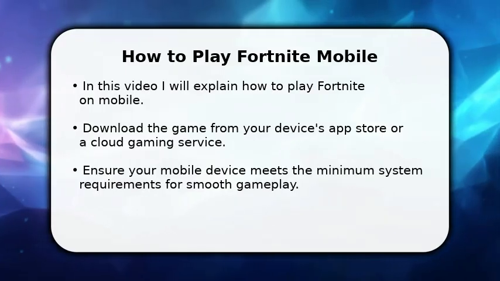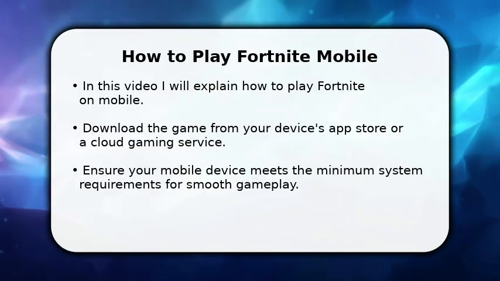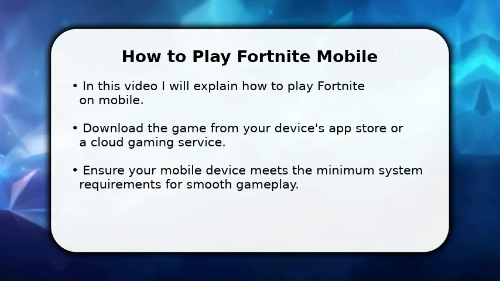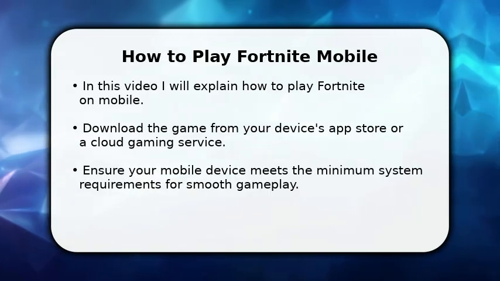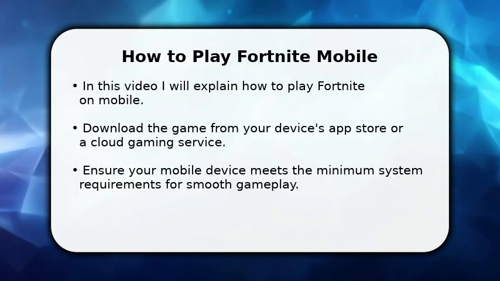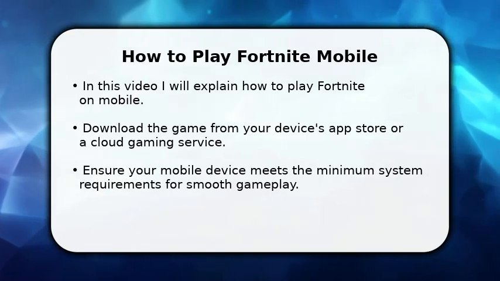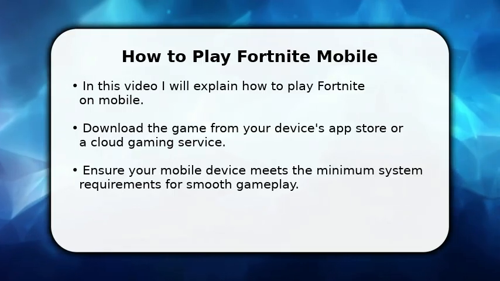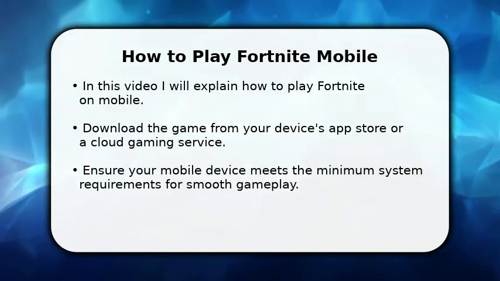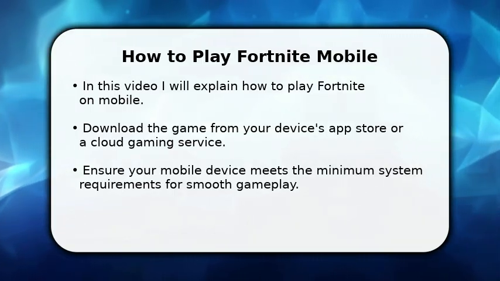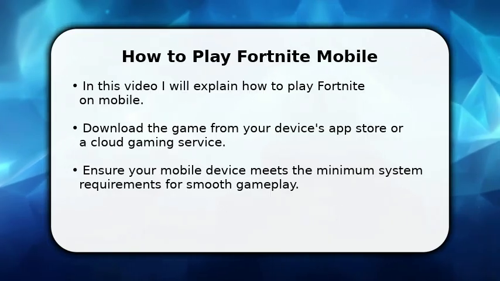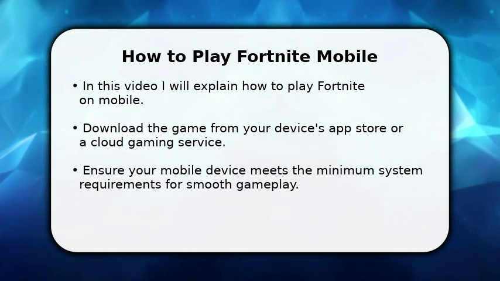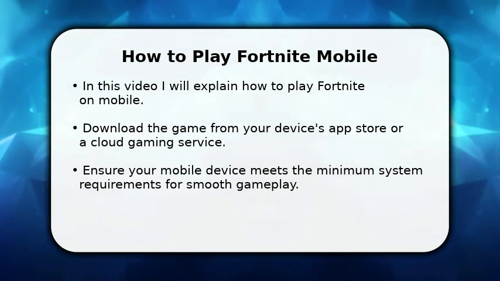Hello, future Fortnite champions. In this video, I will explain how to play Fortnite on mobile. First, you will need to download the game from your device's app store or a cloud gaming service. Make sure your mobile device meets the minimum system requirements for the best experience. Then, simply create or log in to your Epic Games account. Finally, take a moment to adjust your touch controls and settings to make them feel just right for you. It's all about getting comfortable before you jump into the action.